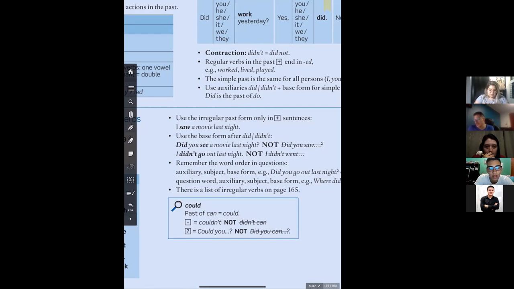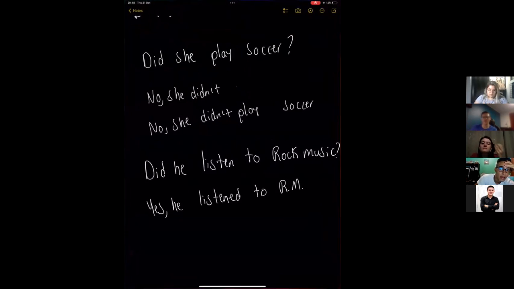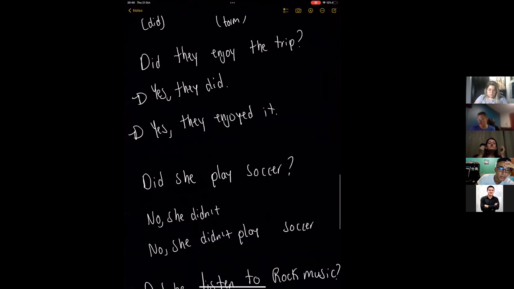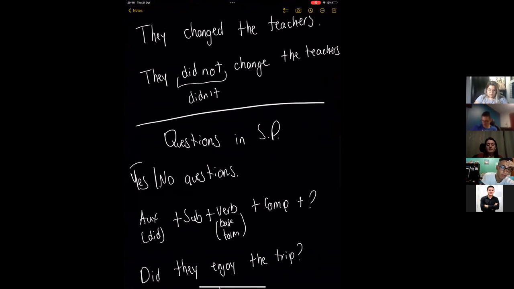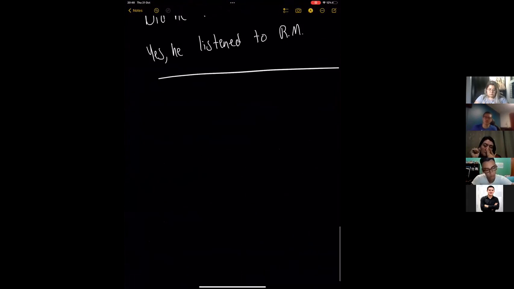The following. It says, remember, there are ordering questions: auxiliary plus subject plus base form. Did you go out last night? Or a question word, auxiliary, subject, base form. Where did you go? This one is the one that we're going to talk about right now real quick. Again, these ones that we have on the screen are yes or no questions, meaning questions that you can respond to by saying yes or no.